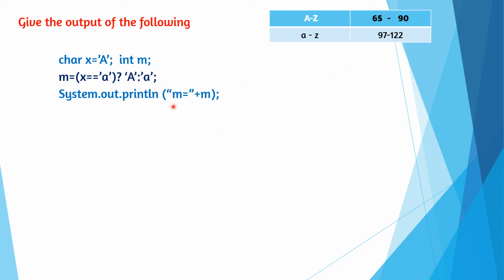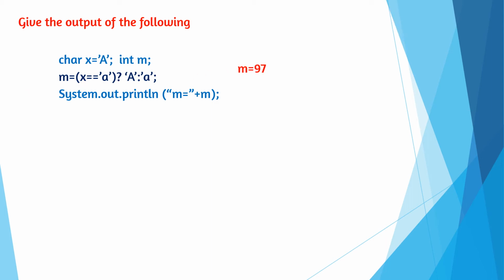So the result will be "m is equal to", which is given in double quotes. When you write the output, whatever is given in double quotes will be printed as it is. So this "m is equal to" will be printed and then plus m. No quotes are there, so the value stored in m will be given, and the value stored is 97. So the answer will be m is equal to 97. Double quotes, whatever it is, we print as it is.